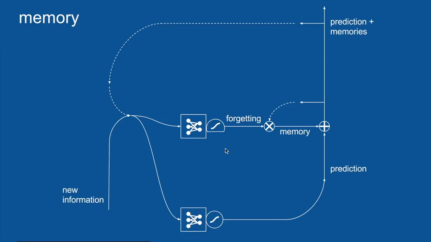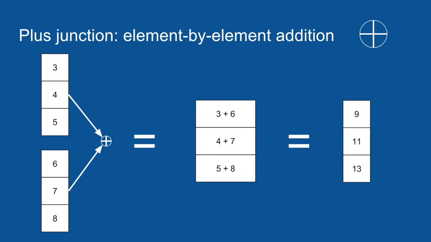So in order to explain how this works, I'll have to describe a few new symbols that we've introduced here. One is another squashing function, this one with a flat bottom. One is an X in a circle, and one is a cross in a circle. So the cross in a circle is element by element addition.